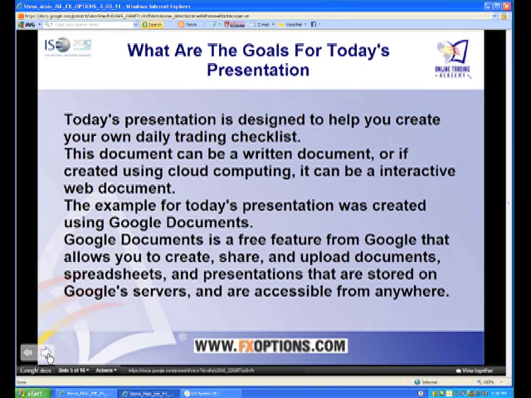And of course, after a while, I figured out a way to actually store all my documents as interactive web documents using cloud computing. So the presentation that you're looking at for today was created using Google Documents. Google Documents is a free feature that Google allows you to share and create, upload documents, spreadsheets, and presentations. You can also upload any files that you have on your computers, anywhere you have them, and then have them accessible anywhere in the world.